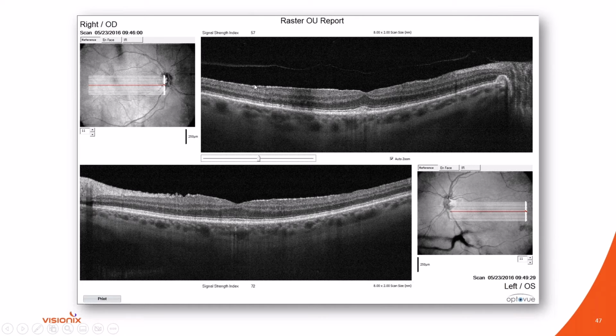Here are the raster scans, and you take a look at the raster scans, and again, it confirms our epiretinal membrane right there. We've got a mild epiretinal membrane, slight loss of the foveal depression, but no major thickening. Again, I would call this a mild ERM in both eyes, not responsible for 20/60 vision.